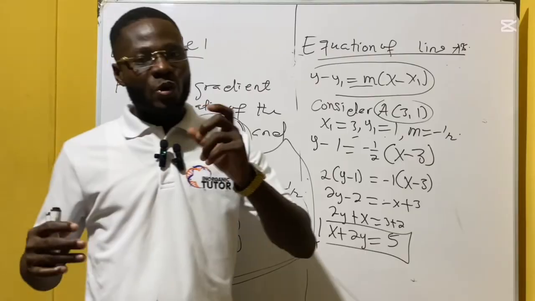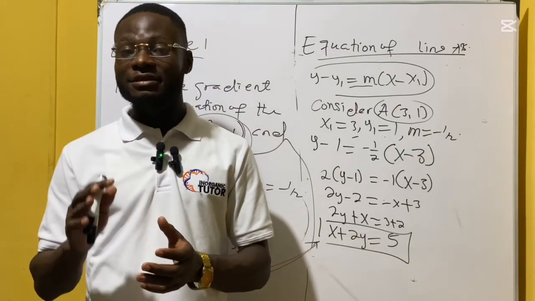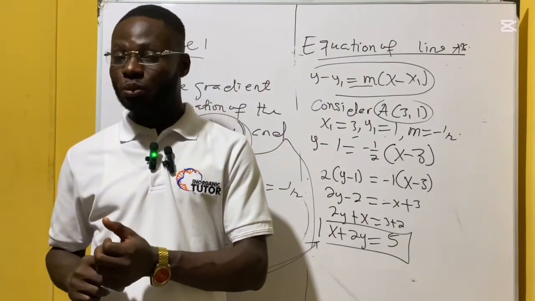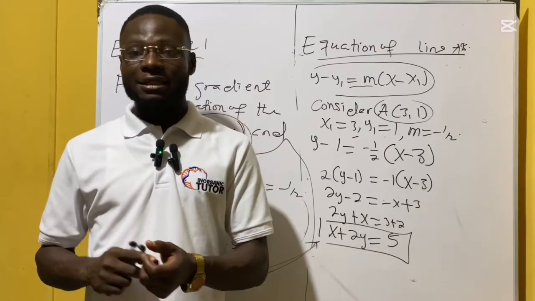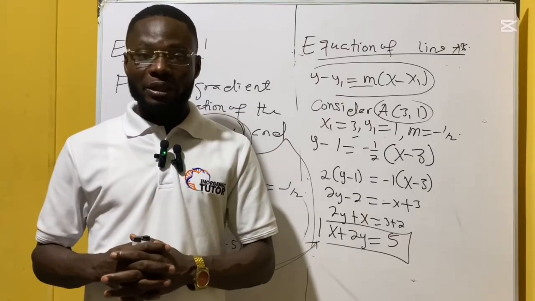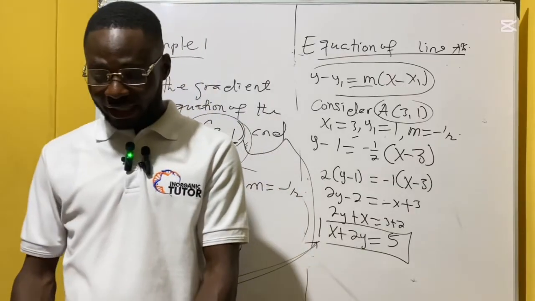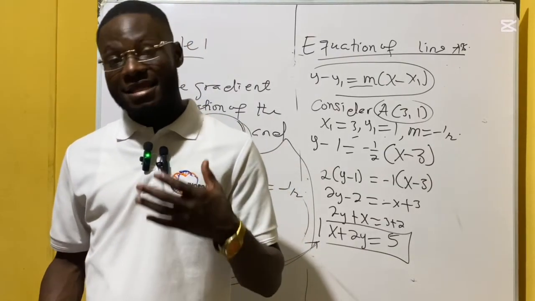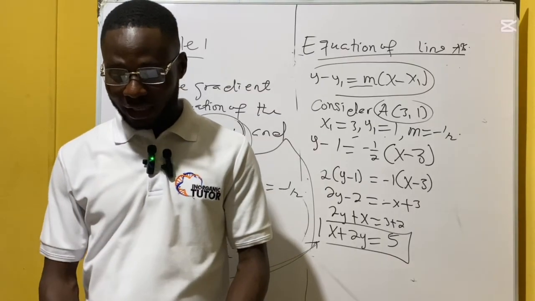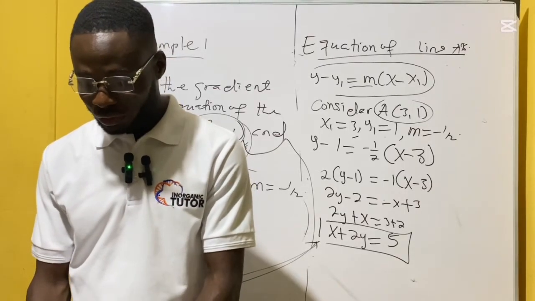Now, it's interesting, right? We have been able to cover these 4 concepts in one lecture: distance of a line between 2 points, gradient of a line, equation of a line, and the midpoint of a line segment between 2 points. So basically, that is the end of this lecture, and I want to add this short note here.